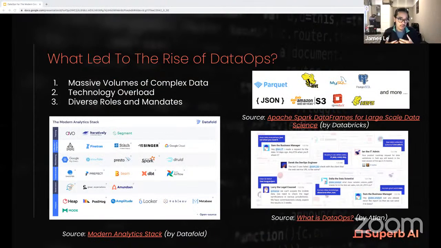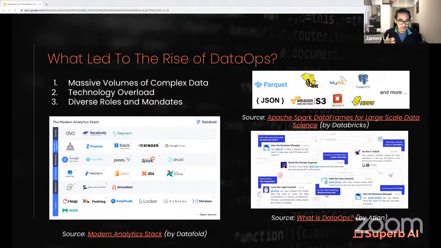So you might be wondering what has led to the rise of DataOps. There are three main reasons. The first one is the massive volume of complex data. Especially in the 2010s, there was a new revolution around big data, with tooling like Hadoop, Redshift, Hive, MySQL, and HDFS. Those kinds of technologies were born to enable businesses to deal with large volumes of data coming from various sources, right?